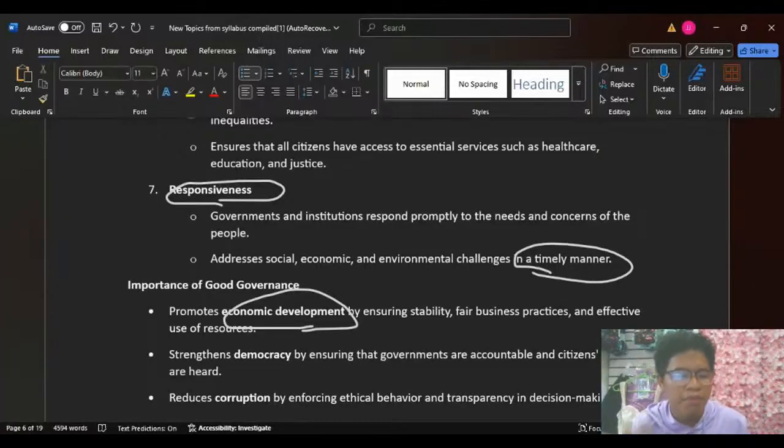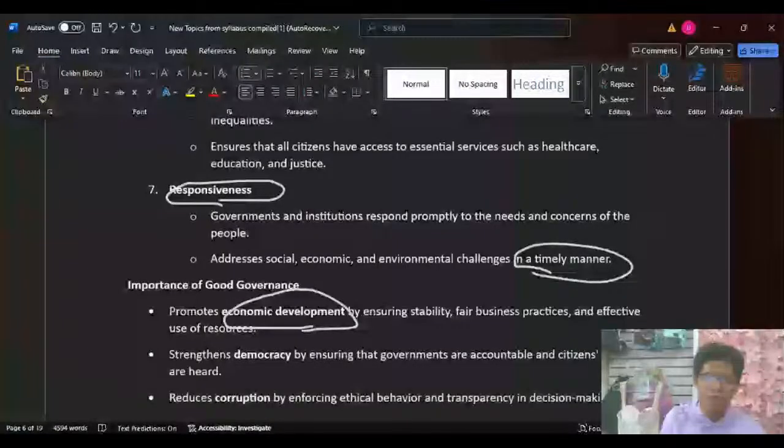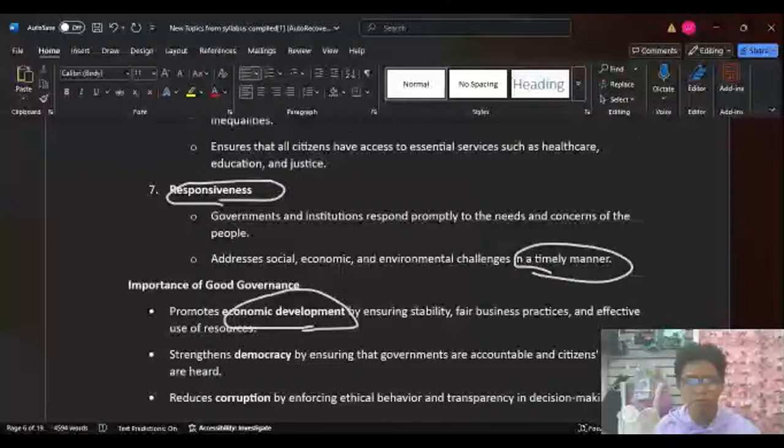So now let's look at the importance of good governance. Why do we need good governance? First of all, we need good governance to promote economic development. What do I mean by economic? It means a lot of things, but mainly the development of the country as a whole. It means setting up fair business and using resources effectively, not underutilizing our resources or utilizing them in an unsustainable manner. So when you use the term economic, we refer to the collective development of the whole economy.